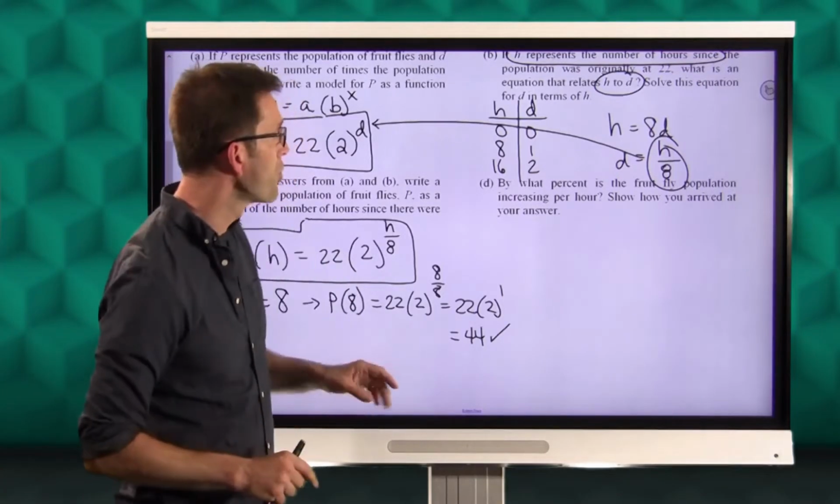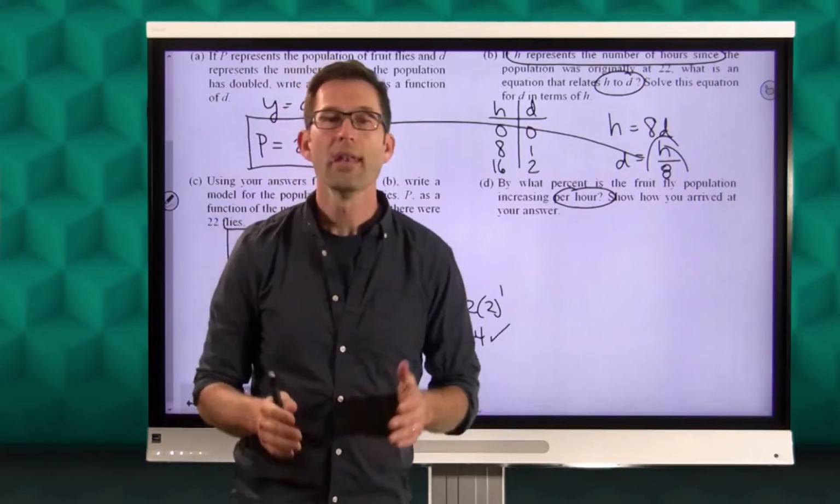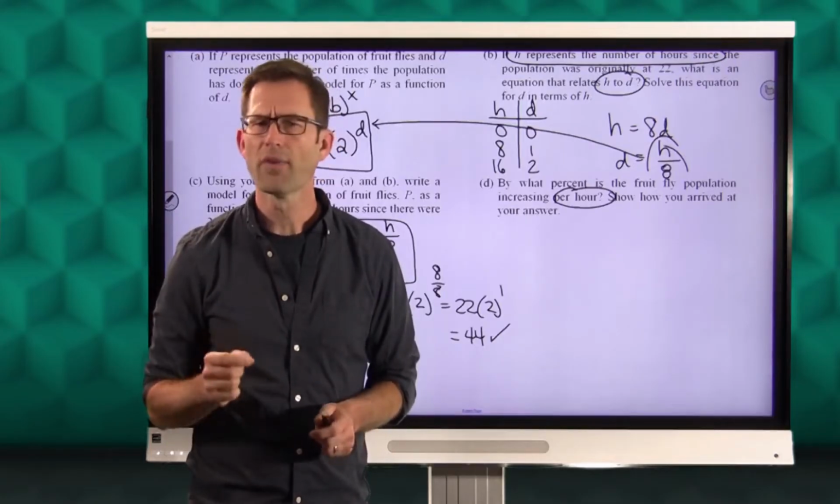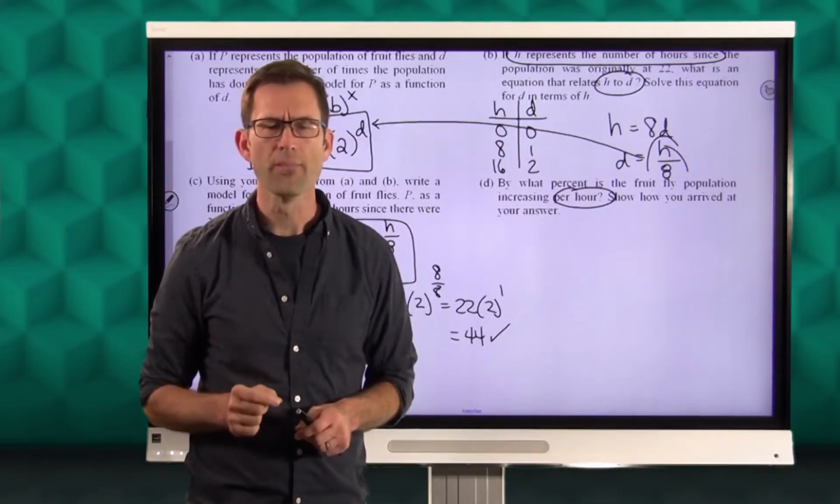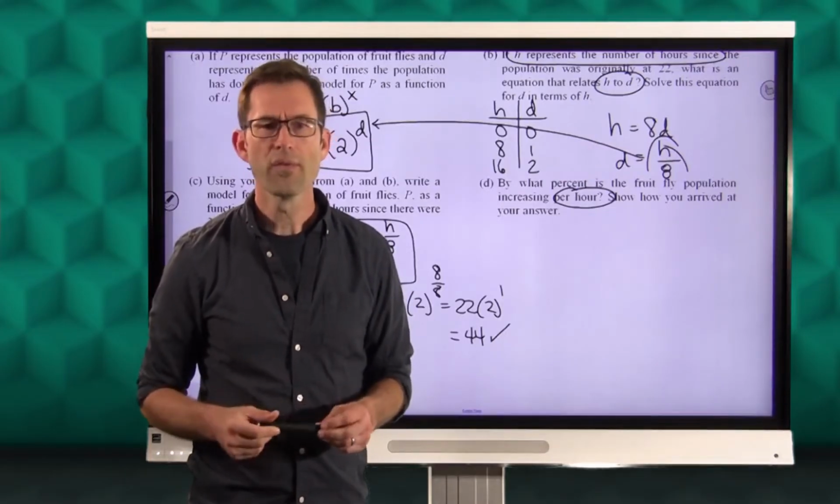This is very, very important. By what percent is the fruit fly population, let me get rid of some of this stuff, by what percent is the fruit fly population increasing per hour? Show how you arrived at your answer. All right, now this is critically important. And you have everything you need to kind of figure this out right now, but it's a bit tricky. So what I'd like you to do is pause the video now and see if you can figure this out.